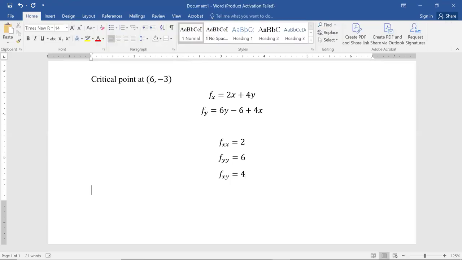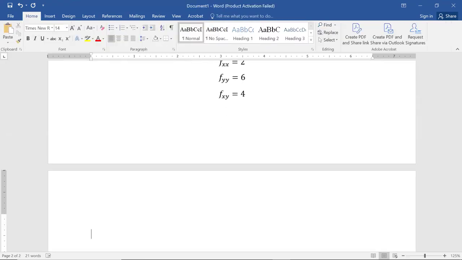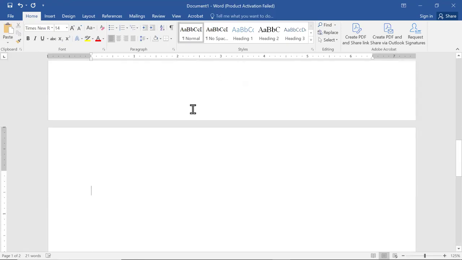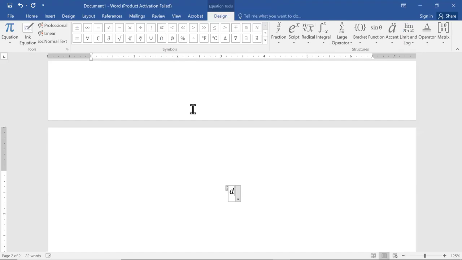Now, here's why it's so important to do the test. Our test, remember, is by taking f sub xx at the critical point times f sub yy at the critical point, and then subtracting f sub xy squared, where f sub xy is calculated at the critical point.